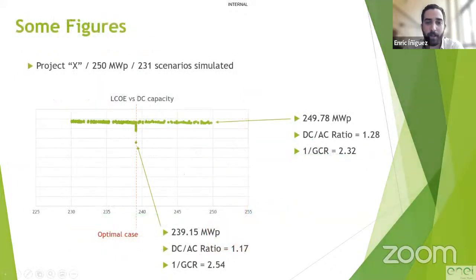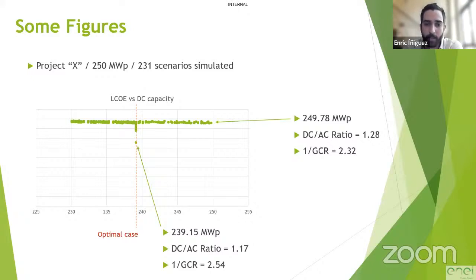I will show you a real case of one of our projects in Almeria in Spain. We will call it Project X. This is a 250 megawatt peak project, and it is being designed using monoaxial trackers and central inverters. For this project, the tool was capable of analyzing and comparing a total of 231 scenarios parametrically. Each one of these points corresponds to one of the analyses. As you can see, there is a line which represents the optimal case. So this is where the point with the lowest LCOE is found.